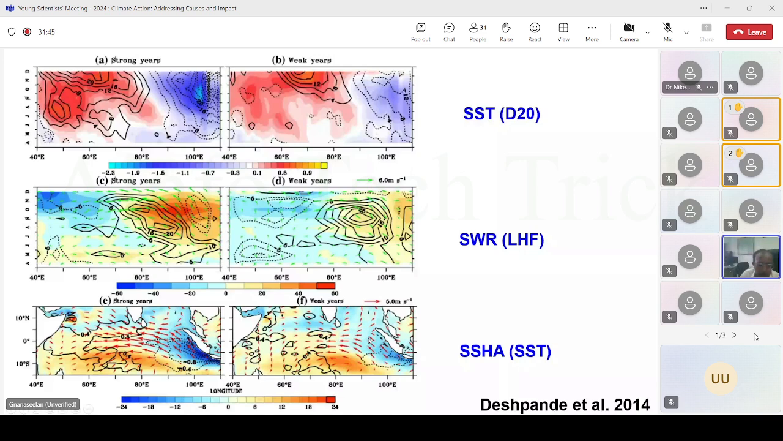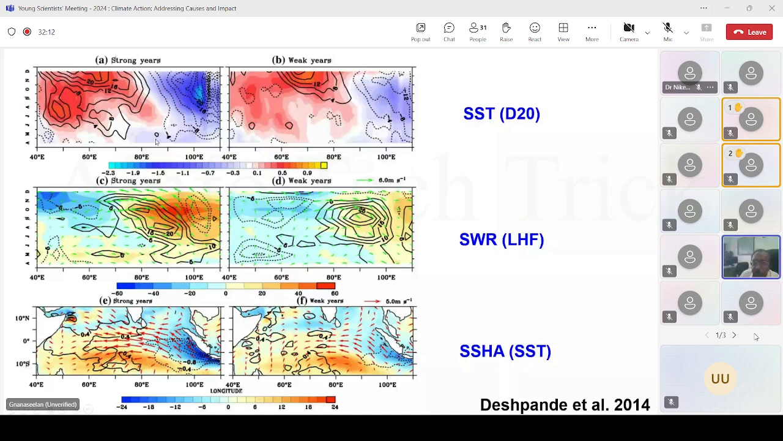And you can also see it in the rainfall pattern. This is the most important thing: the IOD impact on monsoon. You can see the rainfall over the Indian region marked green. You can see that there's a large rainfall pattern associated with the strong years compared to the weak years.